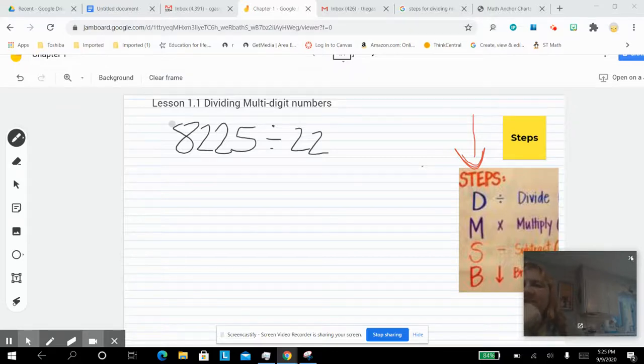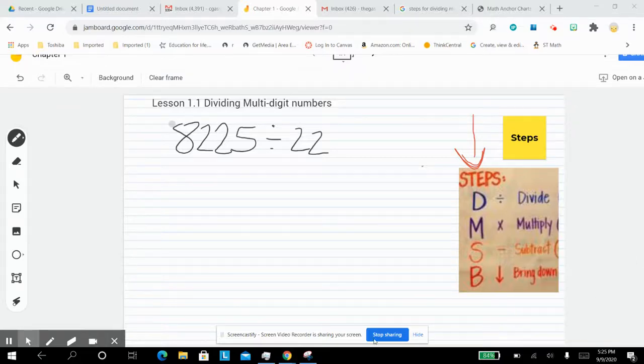Boys and girls, today we're going to be dividing multi-digit numbers, okay? A multi-digit number problem is one where the divisor is more than just a single digit, okay? So today we're going to be taking 8,225 and dividing it by 22.